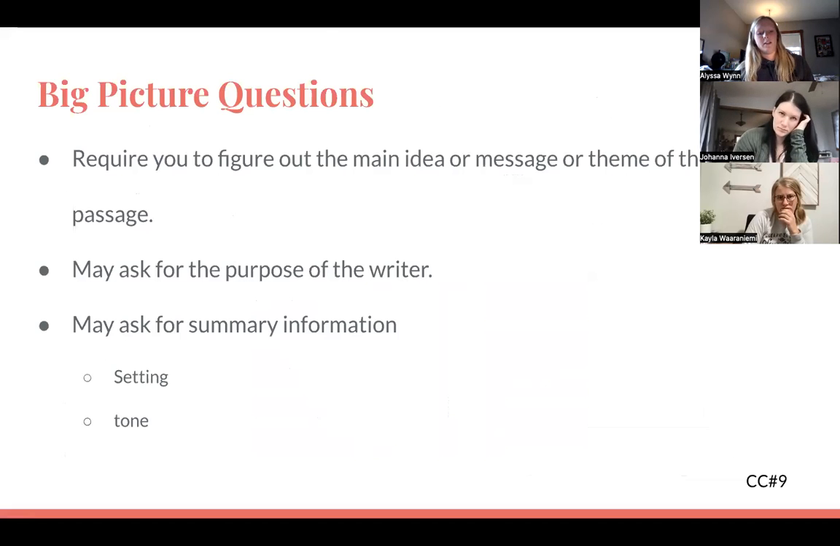So who can guess what the big picture refers to if you are reading a passage and being an active reader? If you are looking for the big picture, what are you looking for? Does anyone know? The big ideas. The big ideas, yep. When you look for the big picture, you're looking for the main message the author is giving the reader, or the main idea.